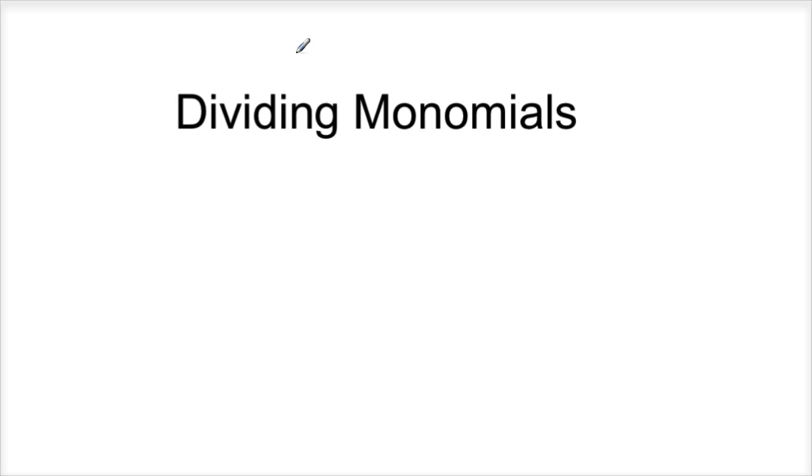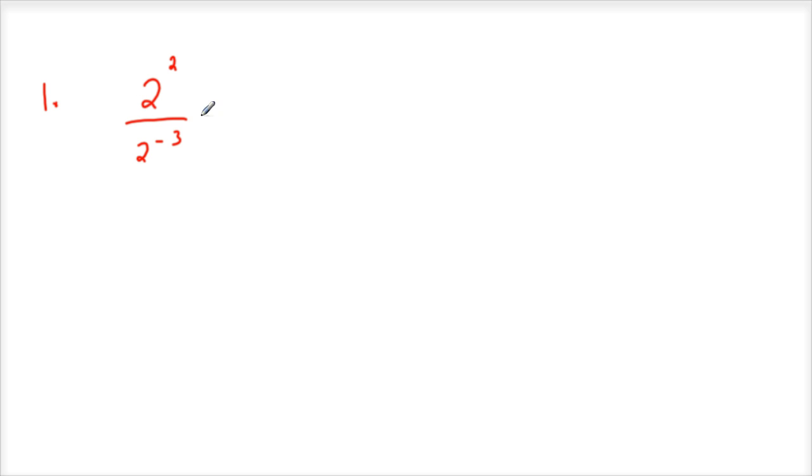In this lesson, we're going to be dividing monomials. Let's take a look at our first example. We have 2 squared over 2 to the negative 3 power. If we have the same base, here it is 2, keep our base. And when we're dividing exponents, we want to subtract the exponents. So this is 2 to the second power minus negative 3, which is the exponent in the denominator.